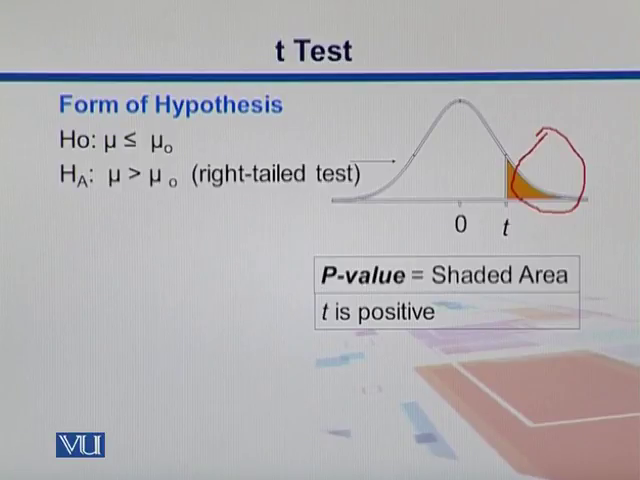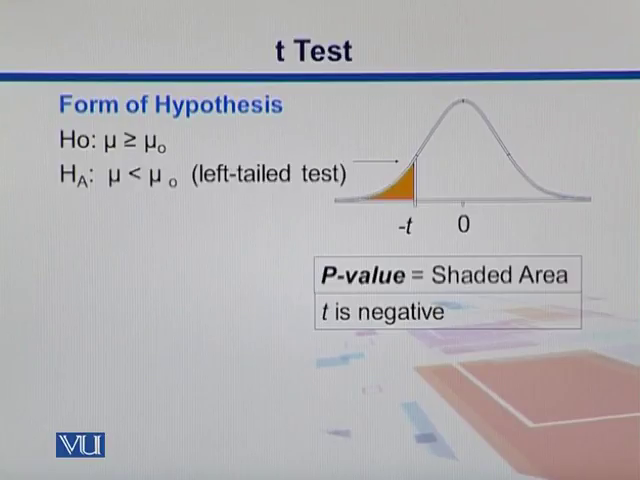That's why we call it a right tail test. Our alternative is mu is greater than mu naught, whereas our null is mu is less than or equal to mu naught. Now t is again a positive number here. In left tail t-tests, we are interested in finding some number which is less than mu naught. So for example, our alternative becomes mu is less than mu naught, whereas the null becomes mu is greater than or equal to mu naught. Here the p is the shaded area, and our t value is actually a negative number. So we are looking into this lower tail.